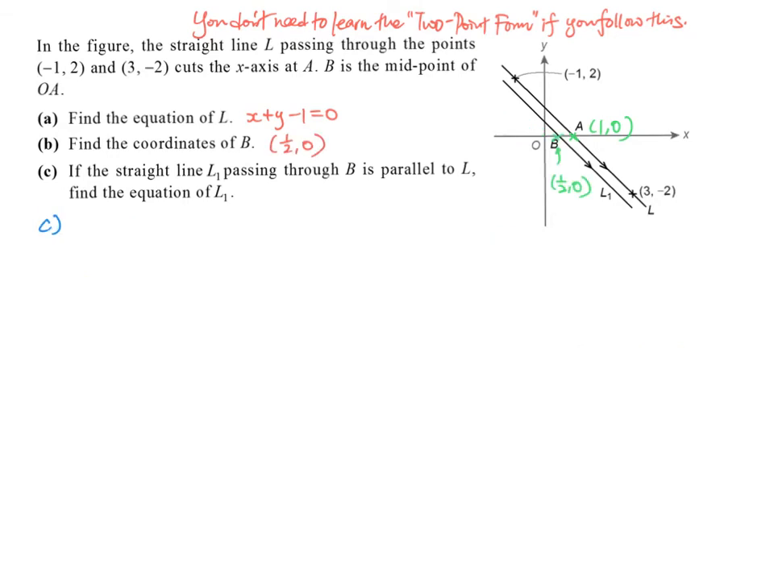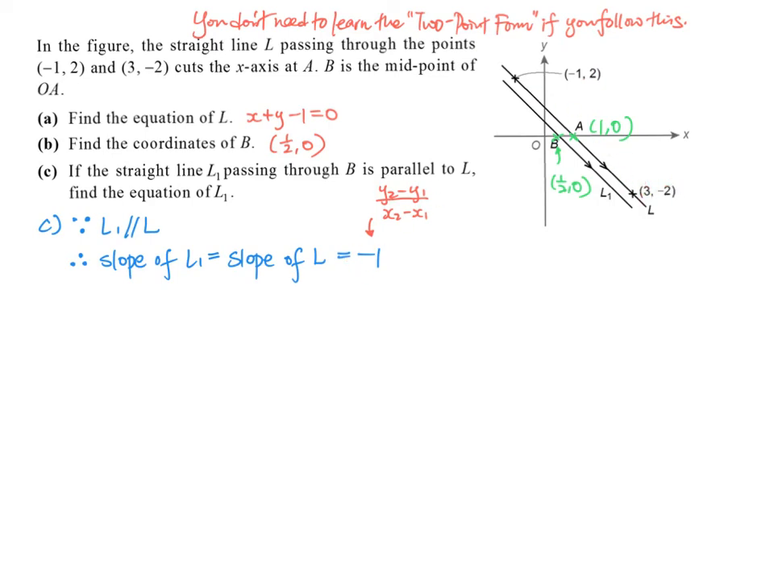Now for part C, I have another straight line L1 which passes through point B, and L1 and L are parallel to each other, and we want to find the equation of L1. So obviously we can make use of the parallel. So that's how you write it. Because they are parallel, therefore the slope of L1 equals the slope of L. And from part A, we've got it already. It equals -1, which uses this point and this point to calculate the slope for L.